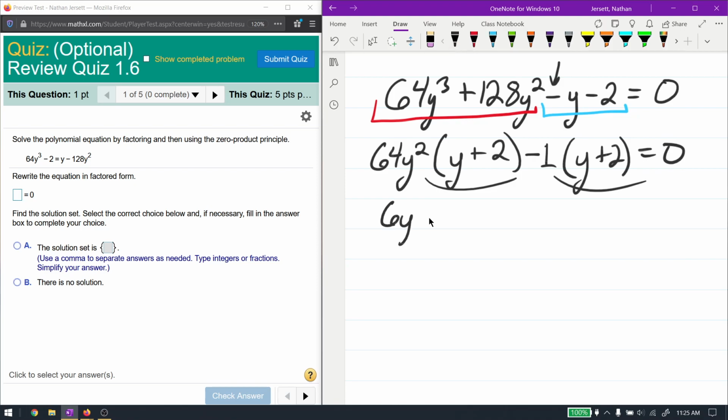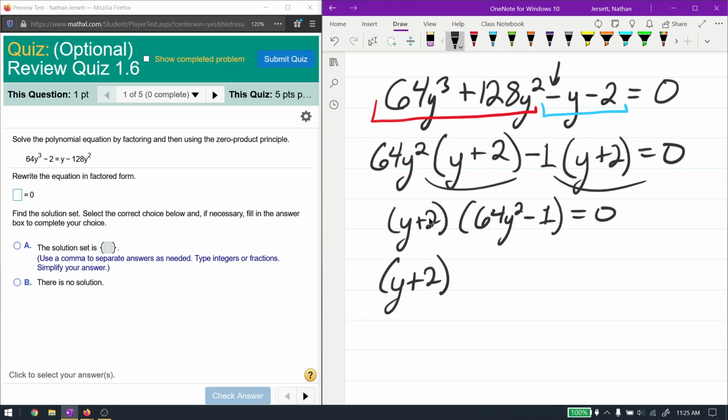I get y plus 2, and then 64y squared minus 1. The 64y squared, that can factor further. It's a difference of two squares. So I'm going to factor that down. 64y squared is the same thing as 8y squared, and the 1 is just 1 squared. So I get 8y minus 1 and 8y plus 1. And now I have all my linear factors.